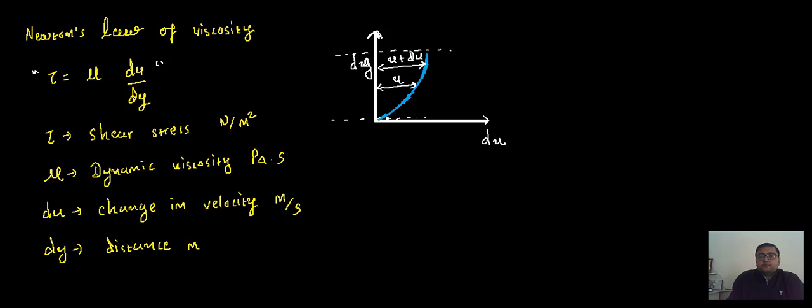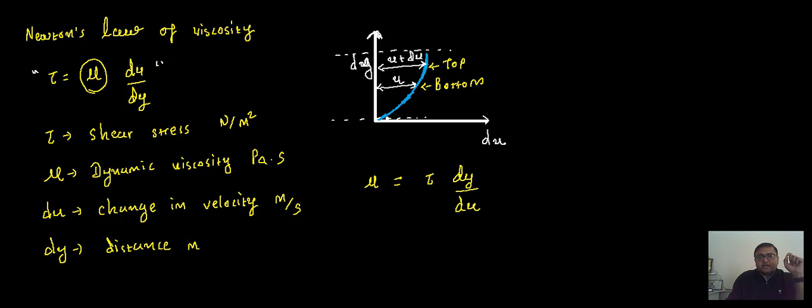Now let's find out the unit of the dynamic viscosity. The dynamic viscosity is nothing but the resistance offered by the bottom layer to the top layer of any liquid. That is called dynamic viscosity. To find the unit of the dynamic viscosity, we need to create the equation, and that is mu is equal to tau dy by du.